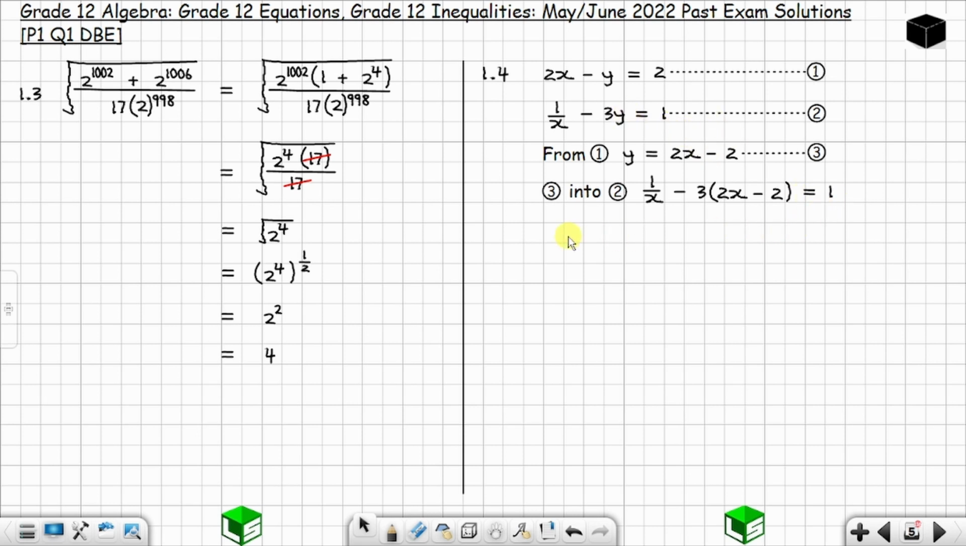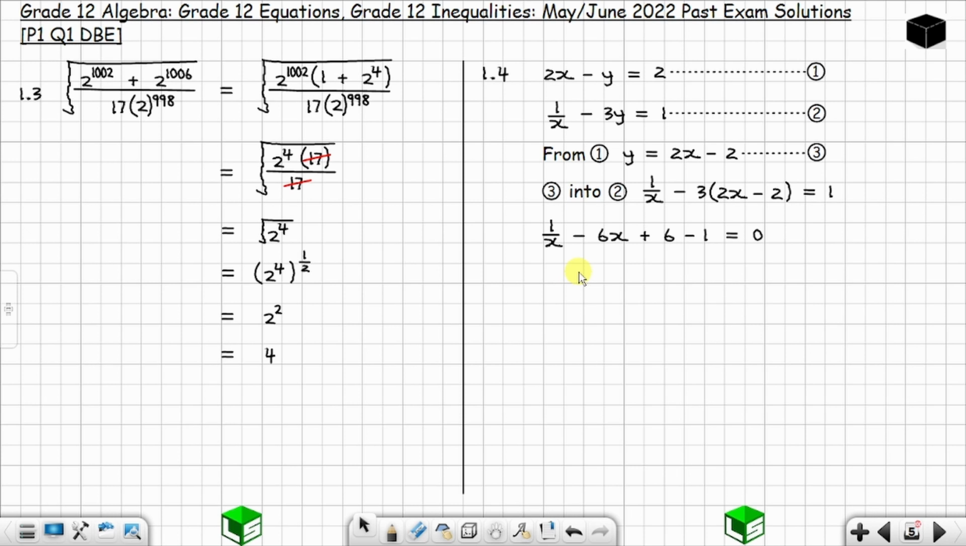You carry on. You now have 1 over x minus 6x, since 3 times 2x gives minus 6x. Then minus 3 times negative 2 is plus 6. And you have 1 on the right side; you bring it to the left, so you have minus 1. And this is equal to 0.